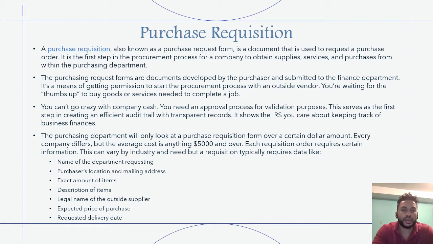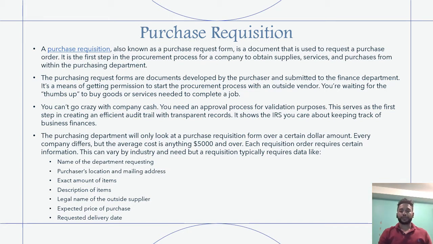The purchasing department only looks at the purchase requisition form over a certain dollar amount. Every company differs, but the average cost is anything $5,000 and over. Each requisition order contains certain information. This can vary by industry, but basically the data that they look at is the name of the department requesting, the location and mailing address, exact amount of items, description of items, legal name of the supplier, expected price of purchase, and requested delivery date.